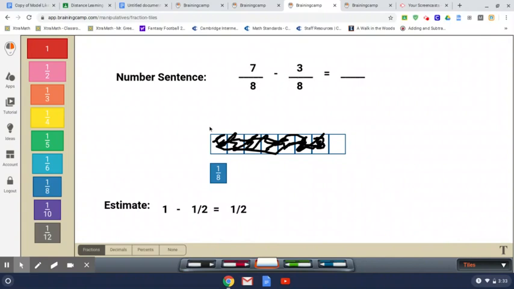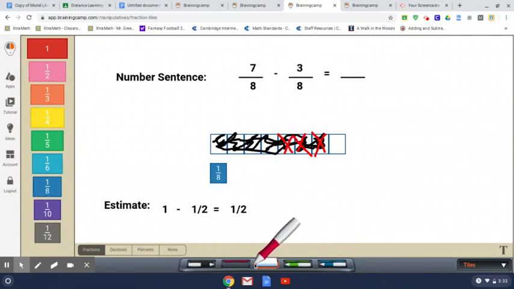We started with 7/8. Here we are, 7 out of 8. And we are going to subtract 3/8. Maybe you're going to eat those 3/8. So in our case, we are going to cross those off. That one is gone. We subtracted it. A second one has been subtracted. And now a third one.